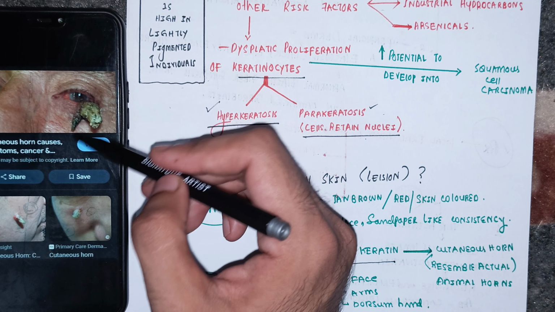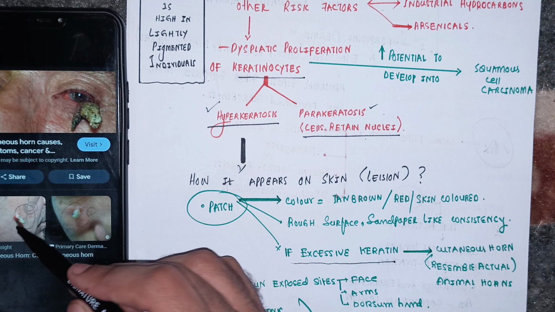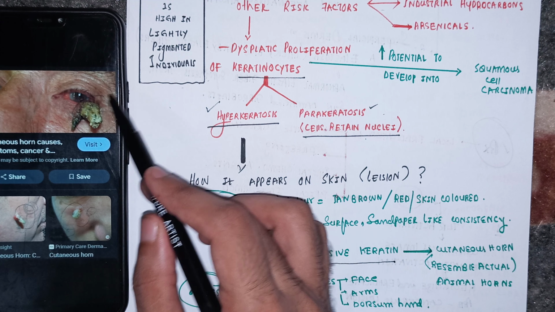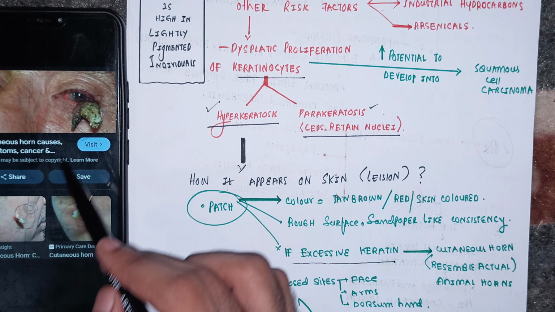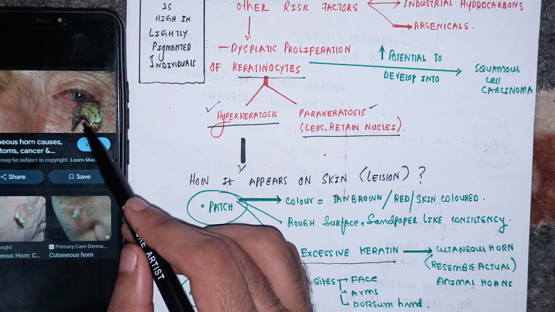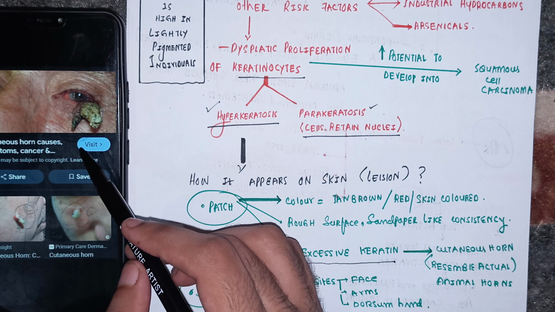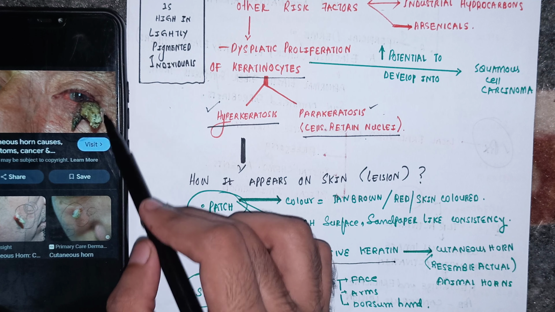This is a very severe condition. Can you see these small horns? This is a very big horn. This is due to overproduction of the keratin. This is a very severe stage of the actinic keratosis and has a high potential to develop into squamous cell carcinoma.